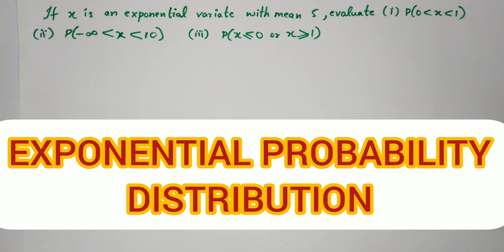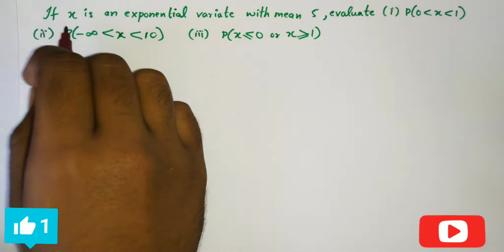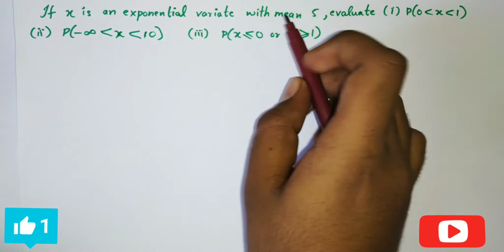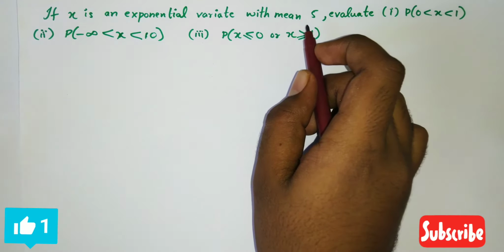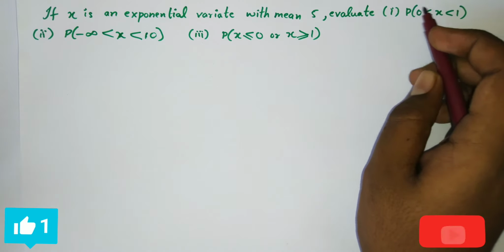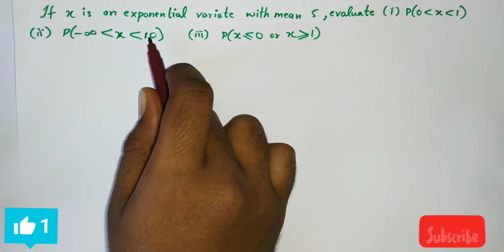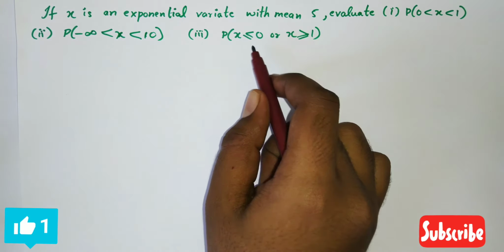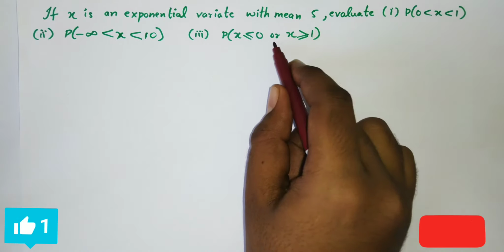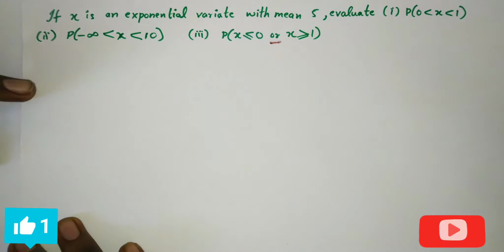Hello guys, in this video we'll be discussing one more problem based on exponential probability distribution. The question is: if x is an exponential variate with mean 5, evaluate P(0 ≤ x ≤ 1), P(−∞ < x ≤ 10), and P(x ≤ 0 or x ≥ 1). So all these things we have to evaluate.